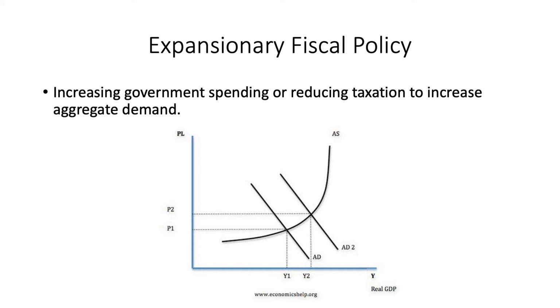So there are two main types of fiscal policy: the type of fiscal policy that increases aggregate demand and that which reduces aggregate demand. This first type, expansionary fiscal policy, as the name suggests, looks to using policy instruments, so government spending or taxation, to increase aggregate demand in the economy with the aim of expanding the economy. That's why it's called expansionary fiscal policy.